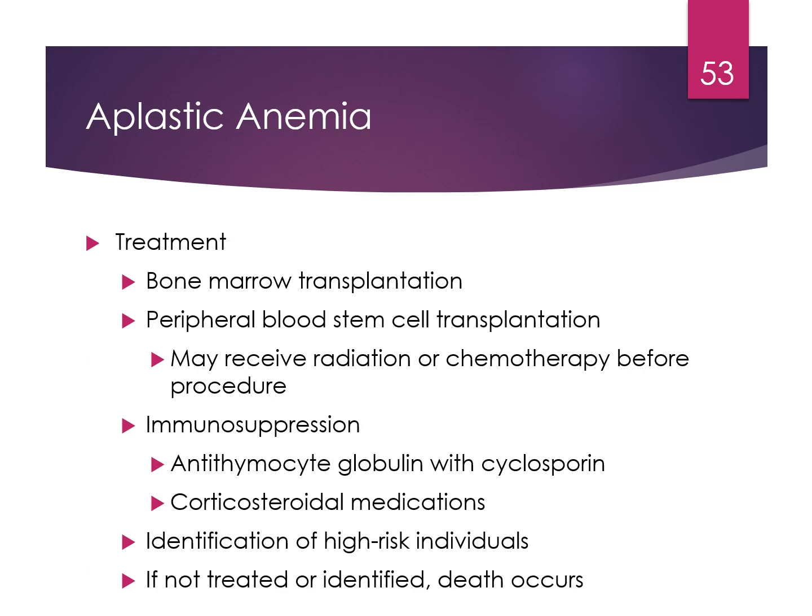Treatment for aplastic anemia is usually bone marrow transplant. You can even get peripheral blood stem cell transplantation. They may even try immunosuppression. But one important part of treatment is to identify patients who are at risk. And that becomes important because if we do not identify individuals who are at risk for aplastic anemia, it can lead to death.